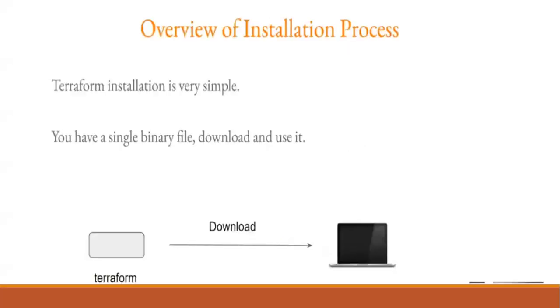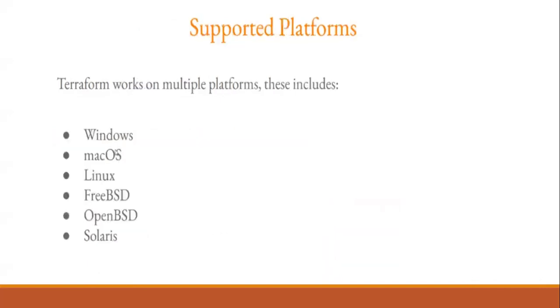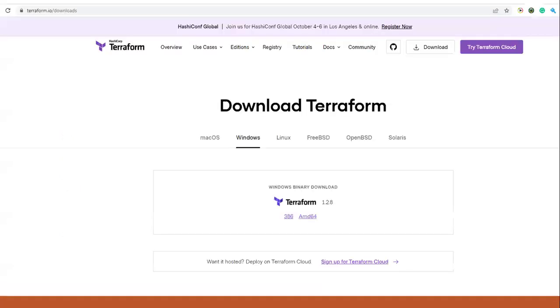So how can you install Terraform? Overview of the installation process: Terraform installation is very simple. You have a single binary file, download it and use it. No need to install anything. Terraform works on multiple platforms, including Windows, Mac, Linux, FreeBSD, OpenBSD, and Solaris. So everywhere Terraform will work.